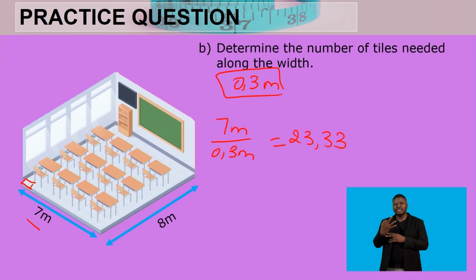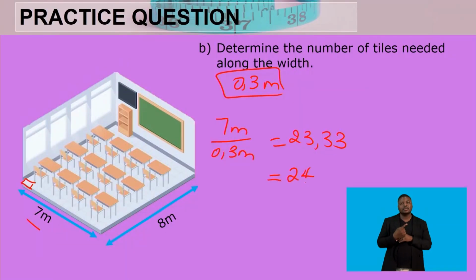23.33. Remember, this means 23 tiles will exactly fit, but the 24th one will not be a full tile. So we have to buy 24 instead of 23 because there is a space that will accommodate just a piece of a tile, not the entire tile. So we actually need 24 tiles. Remember, material, we always round up.